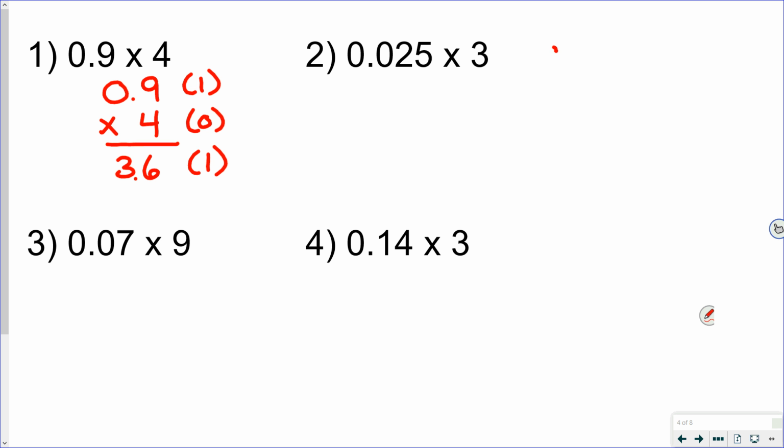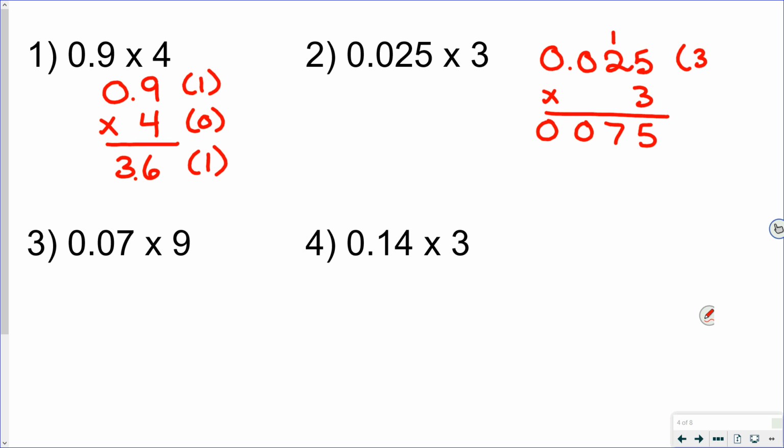For number 2, I have 0.025 times 3. 3 times 5 is 15. 3 times 2 is 6, plus 1 is 7. 3 times 0 is 0. 3 times 0 is 0 again. 0.025 has 3 digits after the decimal point. 3 has none. So I need a total of 3 digits after the decimal point. So my answer is 75 thousandths, 0.075.